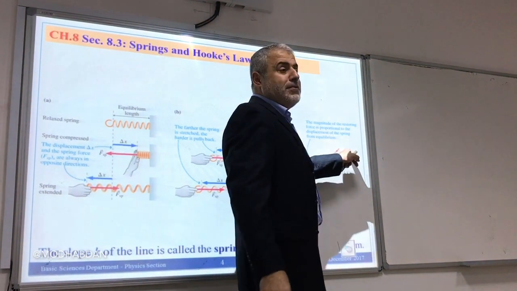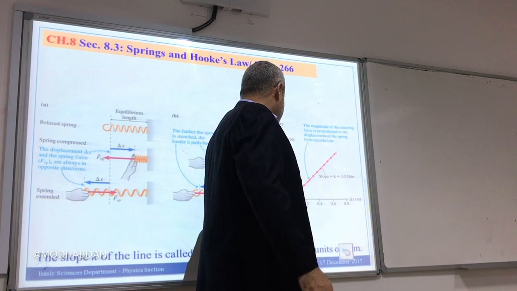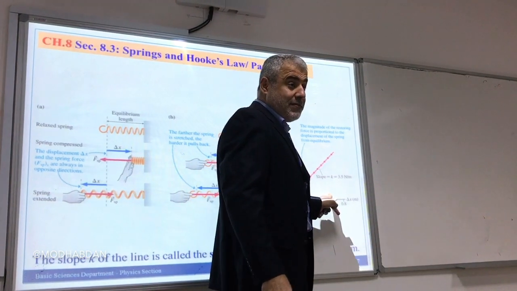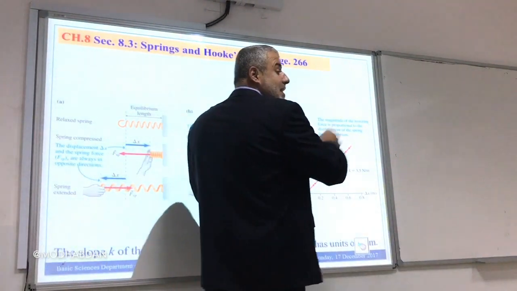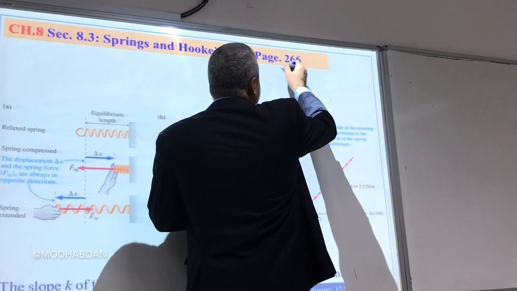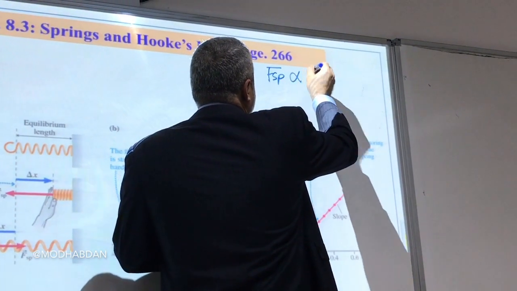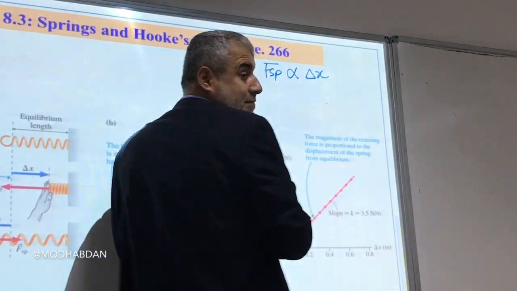It's a linear relationship, a straight line. If this increases, this will also increase. You got the point? Now, we want to write it in letters. We say, Shabab, simply, force of the spring is directly proportional to the delta x.